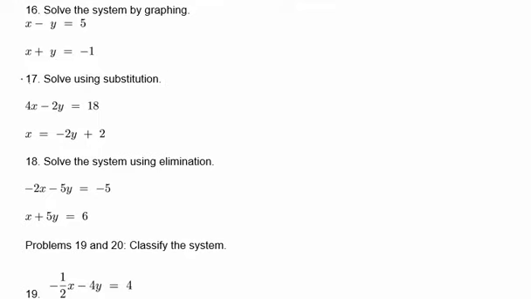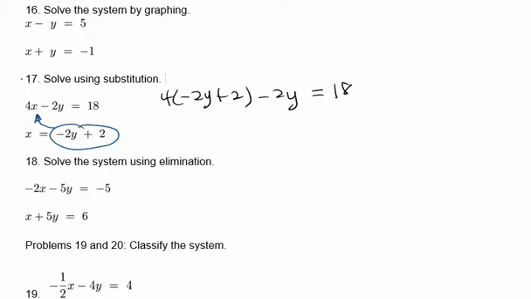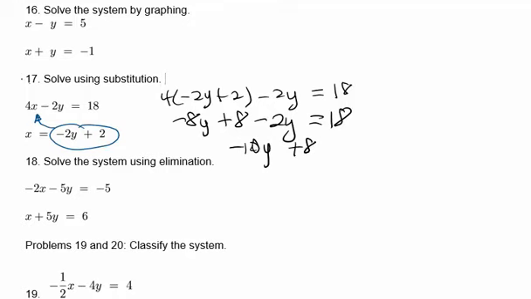Okay, so for number 17, we're going to replace x in the first equation with negative 2y plus 2 and solve for y. And so that gives us negative 8y plus 8 minus 2y equals 18, or negative 10y plus 8 equals 18. Okay, or negative 10y is 10, and so y is negative 1.